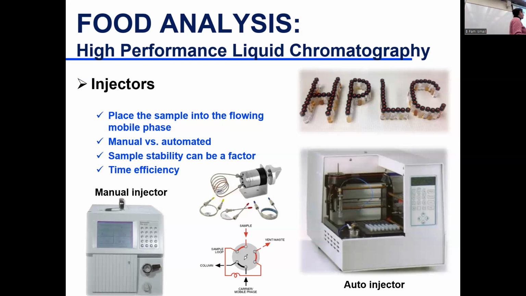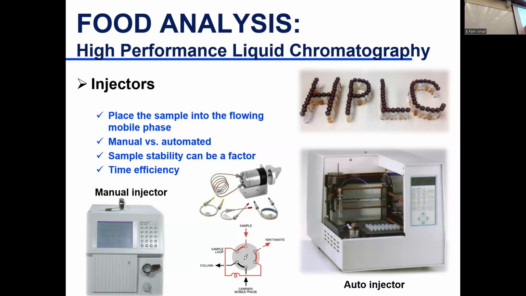So it doesn't always pass through the sample loop. Only upon injection, for a few seconds, the valves open, allow the mobile phase to go into your sample loop and take the sample into the mobile phase onto the column.